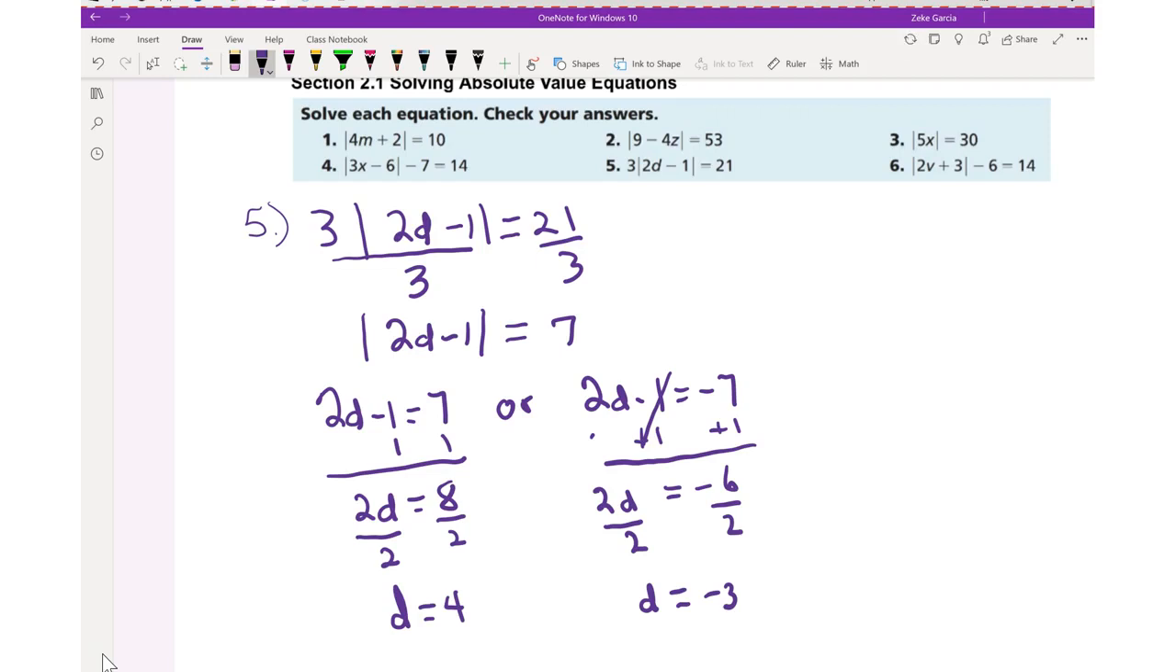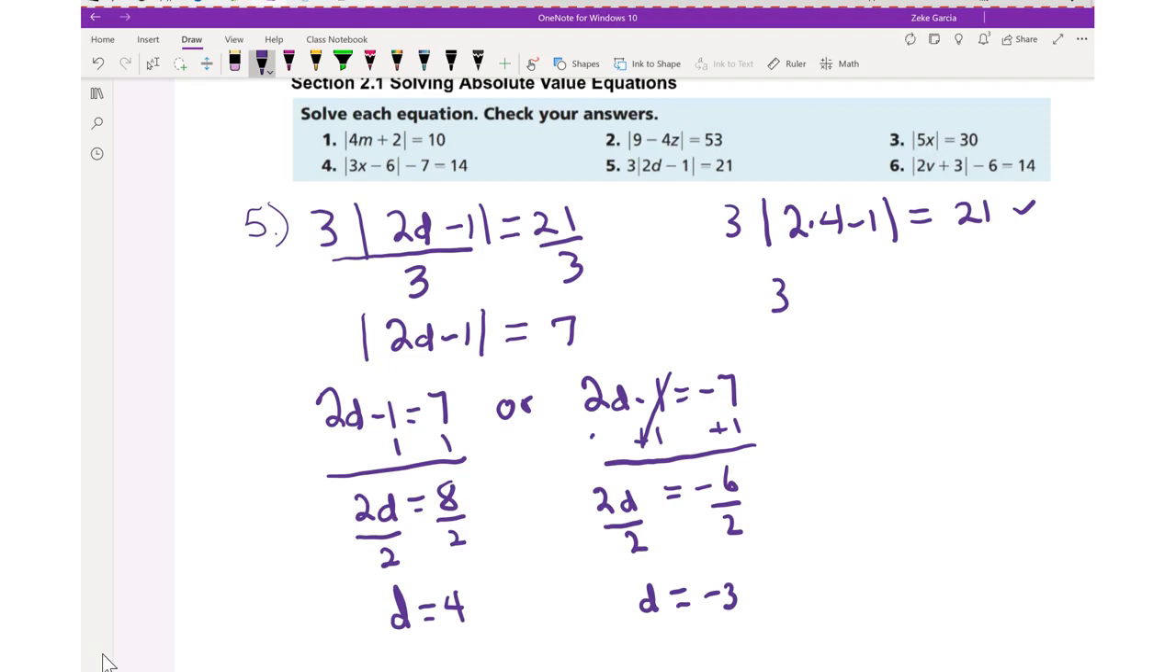And what you're going to do now is check in the original equation. 3 absolute value, 2 times 4 minus 1. And you want to see if it comes out to be 21. 2 times 4 is 8. 8 minus 1 is 7. 7 times 3 is 21, and that does check.